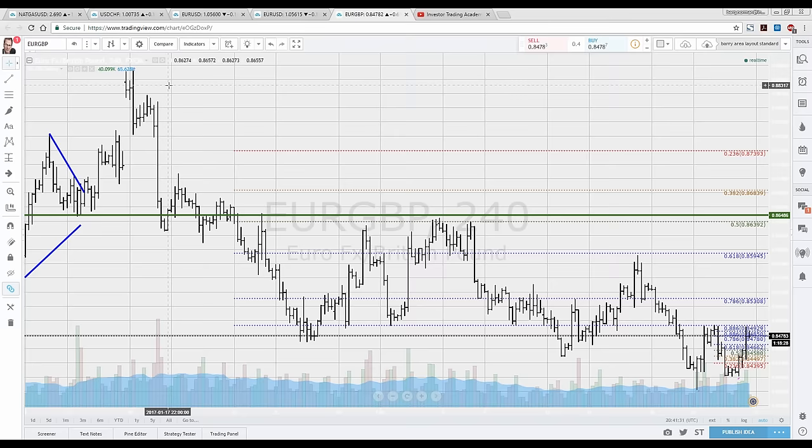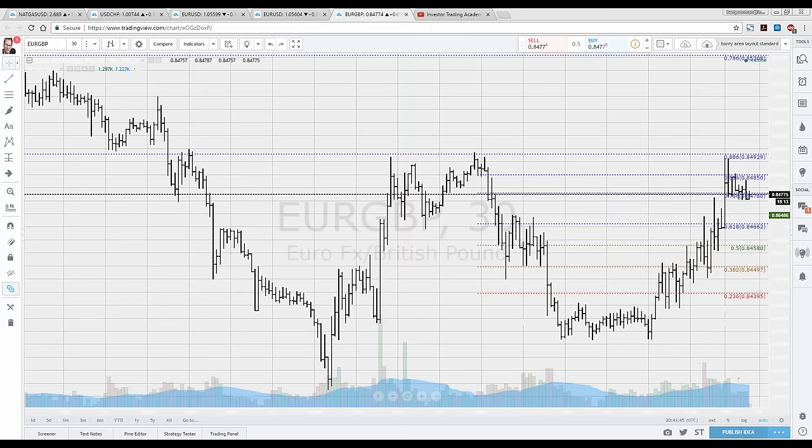Okay, so we put the longer-term Fibonacci based on the long-term trend. And now we're going to go back to our 30-minute chart. And we then have our longer-term Fibonacci level on here. And we can see that the 88.6 is the more crucial level from the previous.